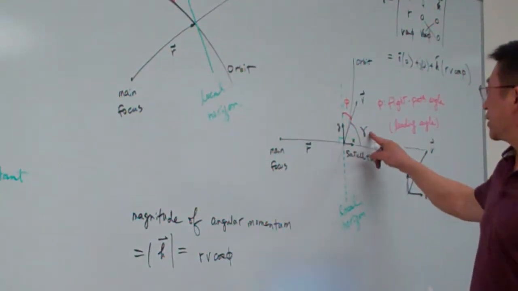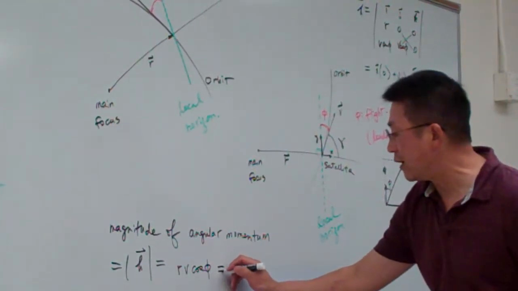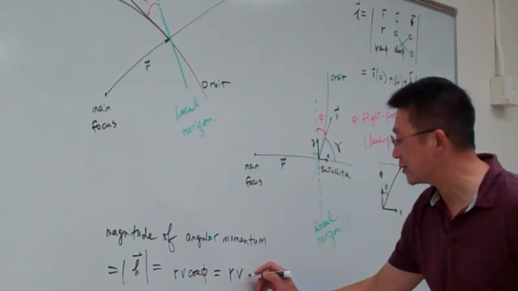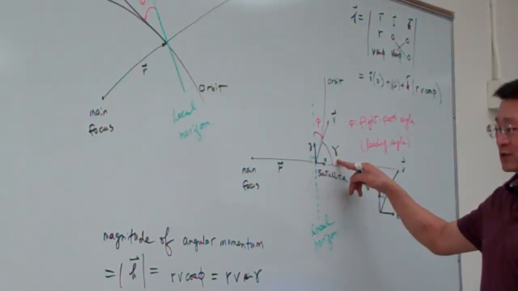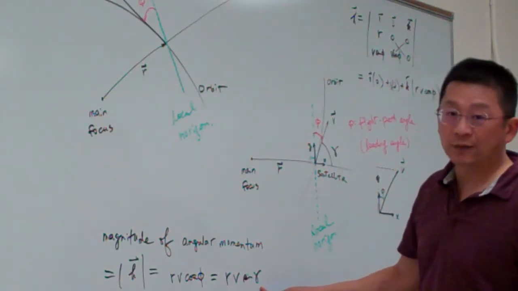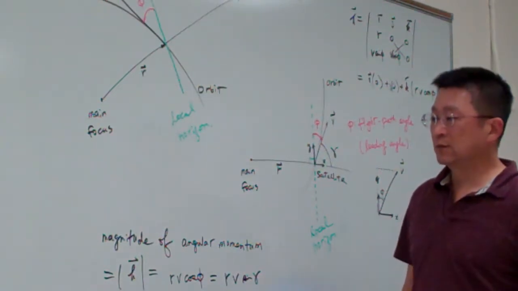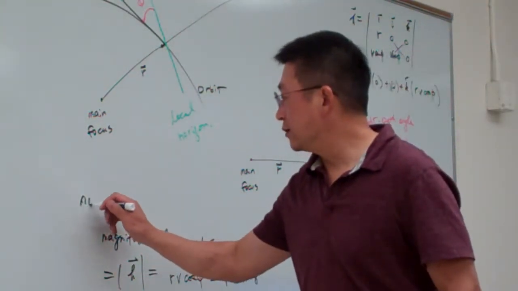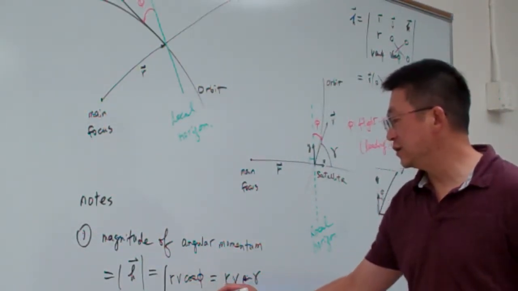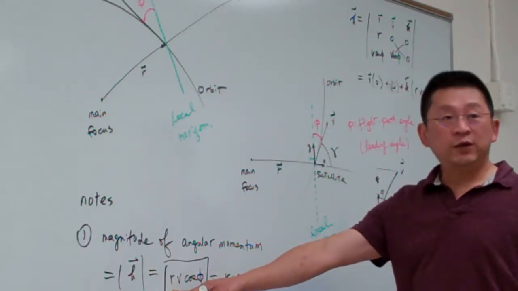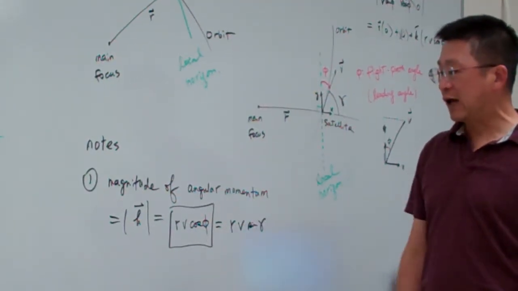And again, because our textbook also uses gamma, if you calculate in terms of gamma, it is simply r v times sine gamma, because phi plus gamma equals 90 degrees, so cosine phi equals sine gamma. We simply use this exchange. So here we have the notes. The first one: the magnitude can be calculated in terms of the displacement magnitude, the speed, and the flight path angle.